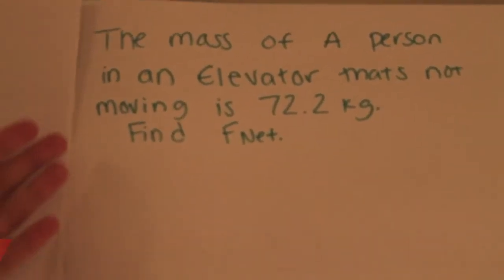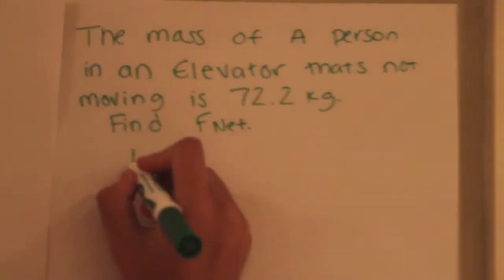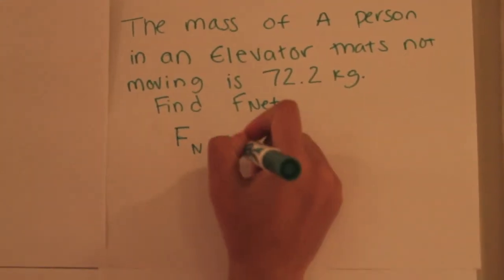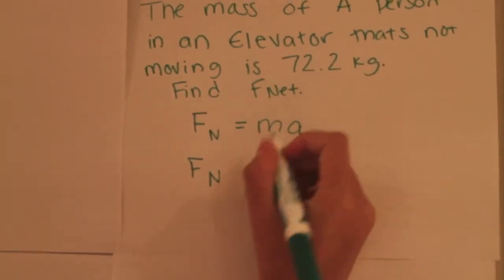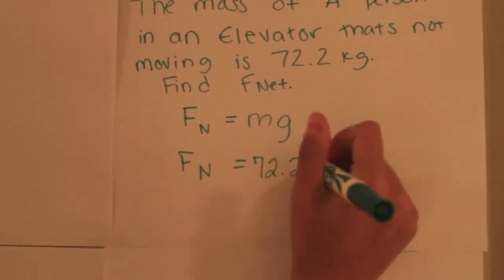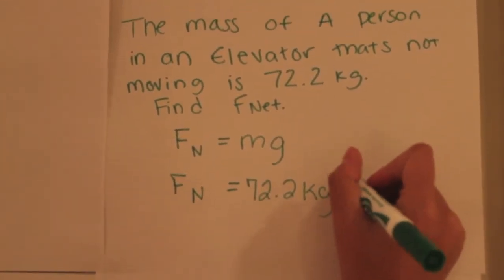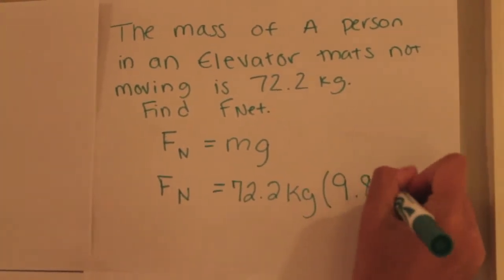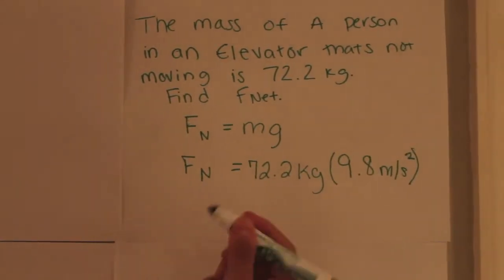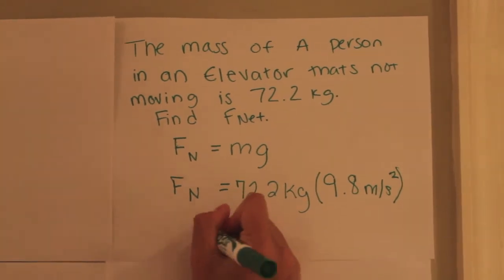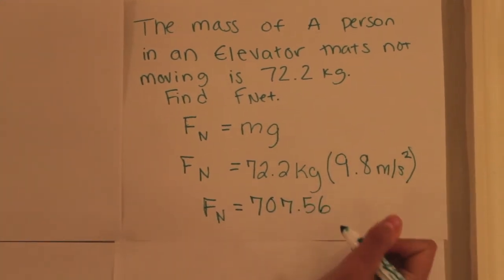The mass of a person in an elevator that's not moving is 72.2 kilograms, and find Fnet. So we're going to solve this by first writing down our formula, which is Fn equals mg. Then we're going to plug in our known values into the formula. So our known is the mass, which is 72.2 kilograms, and also the gravity, which is 9.8 meters per second. To complete solving the problem, we're going to multiply 72.2 kilograms and 9.8 meters per second to get Fn equals 707.56 newtons.